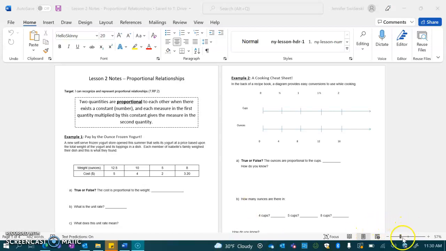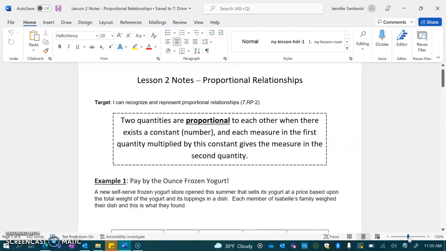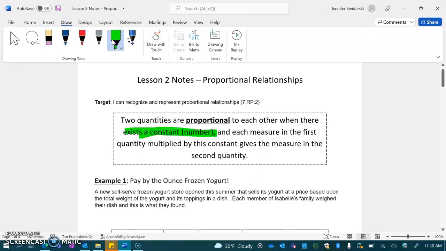All right, our lesson 2 note starts to introduce something that you're going to use a lot through 8th grade and high school called proportional relationships. So two quantities are proportional to each other when there exists some common or constant number that each measure in the first quantity multiplied by this number gives you the second quantity. In math, we always look at this as your y over your x.